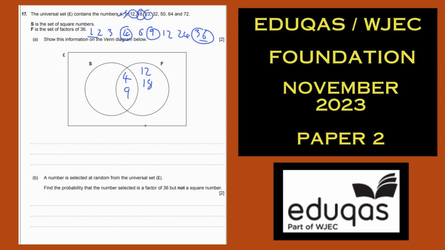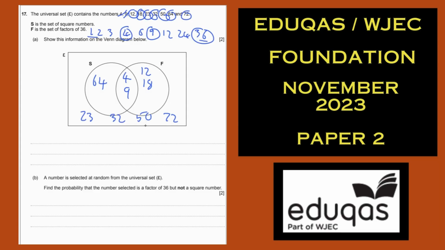We have a 23. Doesn't fall in either. Nor does 32. Nor does 50. 64 is a square number though. And 72 isn't either. That's just testing you because 72 is a multiple of 36. It is not a factor.